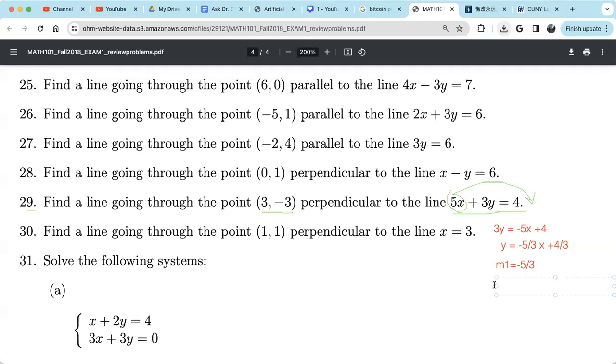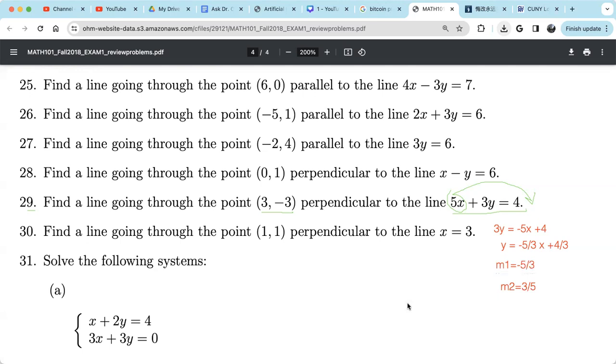Then that means m2, because it's perpendicular, m2 is the opposite. Well, m1 is negative, so m2 is positive. Inverse: m1 is 5 over 3, so now we have 3 over 5. We flip the numerator and denominator. If we multiply m1 and m2, we get negative 1. All right, so now we have our slope.